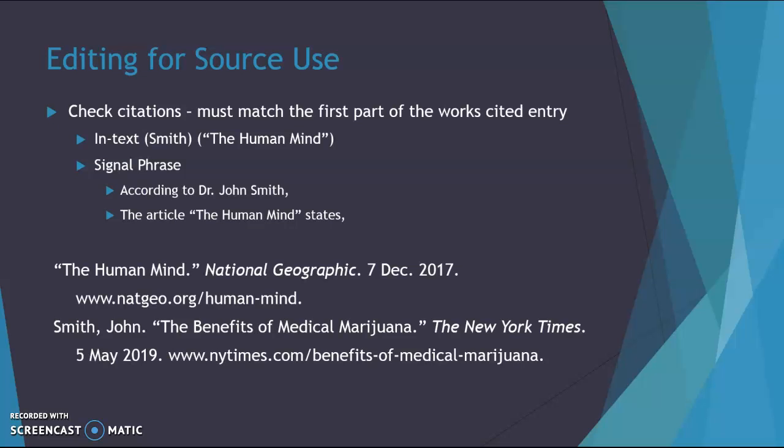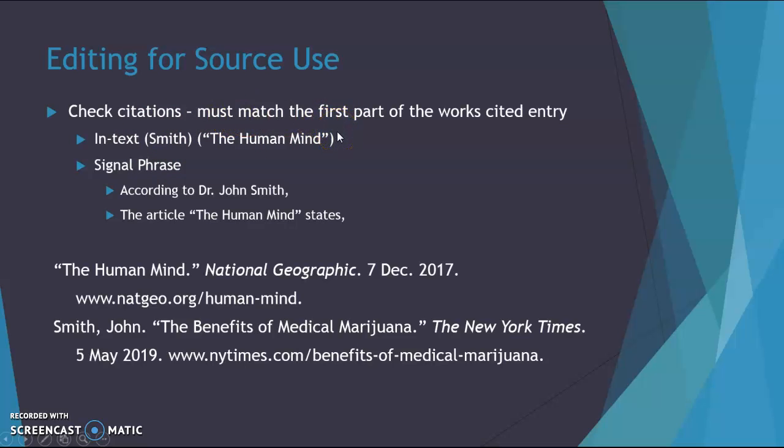As you're checking their source usage, you might be looking at the following. Those citations, I've said this in class more than once, need to match the first part of the works cited entry. So I've given you some examples up here on the screen. If you had 2 sources, The Human Mind and an article by John Smith, then an in-text citation in parentheses, which is this right here and this right here, would be either Smith, if you have the last name of an author, or the title of the article, like The Human Mind here.